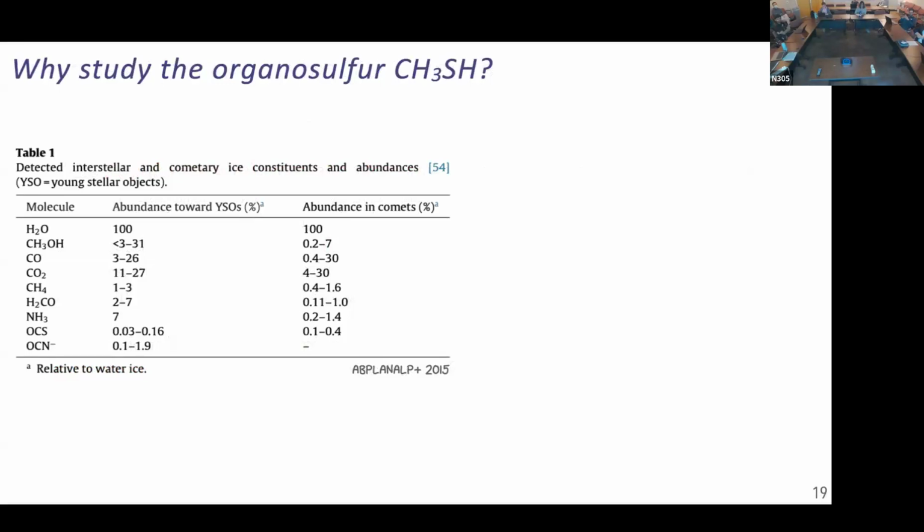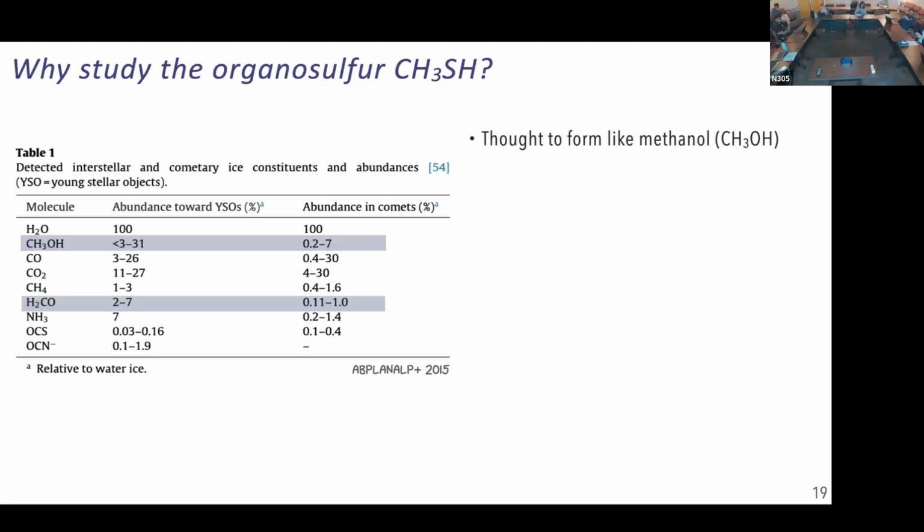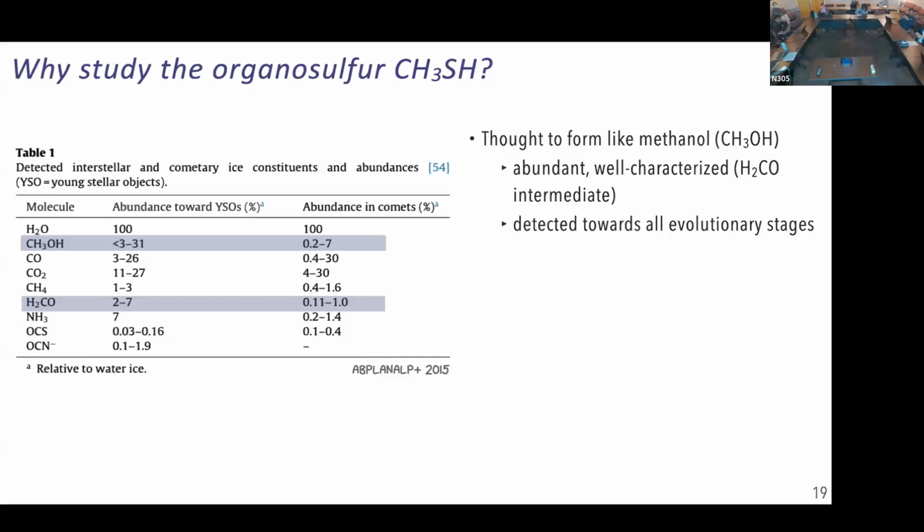And then, why organosulfur? These are some of the ice constituents with respect to water ice toward YSOs, or young stellar objects, and comets. We can see that both formaldehyde and methanol are pretty abundant across both. Methyl mercaptan is thought to form like methanol. It's abundant, well characterized, and has formaldehyde as an intermediate. Methanol is detected toward all evolutionary stages, and its experimentally backed models can effectively reproduce observations in the gas phase.